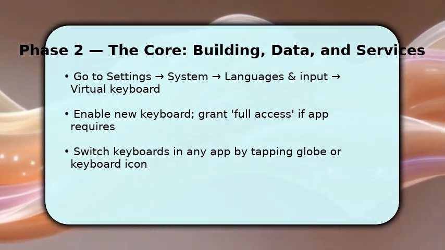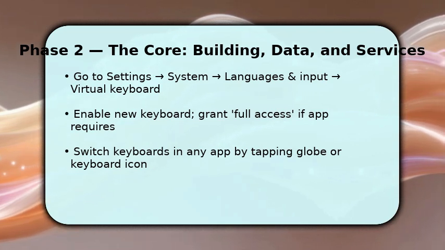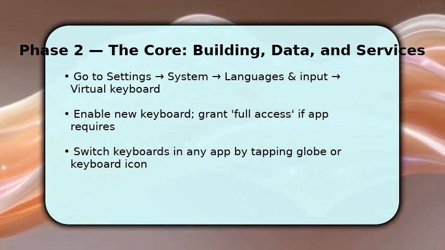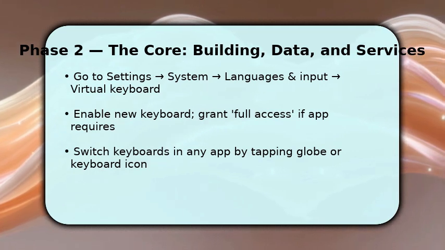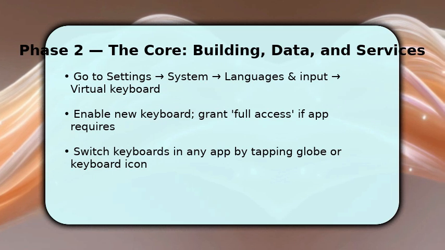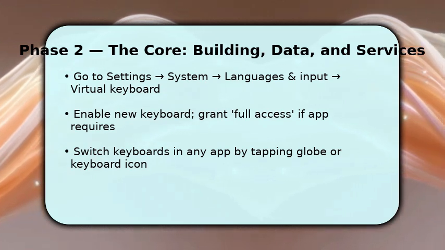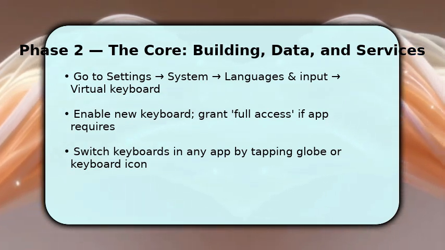After that, open any messaging app, tap the globe or keyboard icon to switch keyboards, and choose the installed keyboard. Now you can tap Apple-style emoji. Some apps will send them as images or stickers, preserving the iPhone look across platforms.